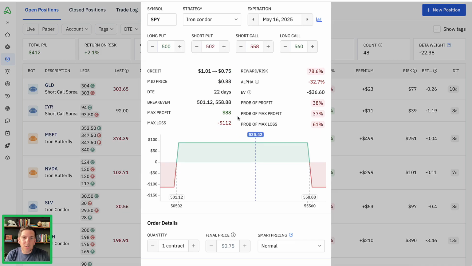And what we also do in here is calculate these additional metrics, which are really important: your reward to risk ratio, your alpha metric, your expected value on this contract, your probability of profit, your probability of max profit, so your probability that the stock stays directly in between your short strikes. The probability of profit just calculates a little bit of this extra slope of these lines here. If you've got wider wings, it'll make a bigger difference. And then you've got your probability of max loss.